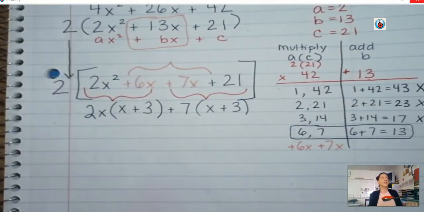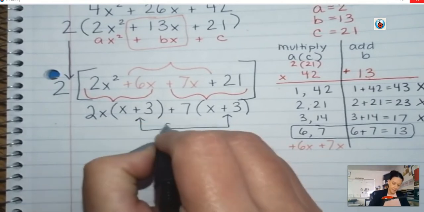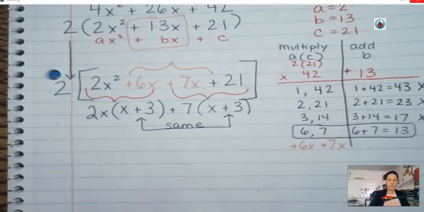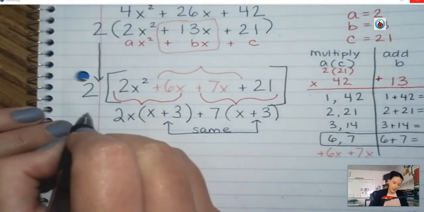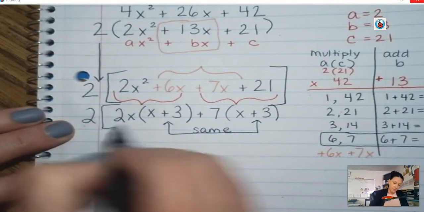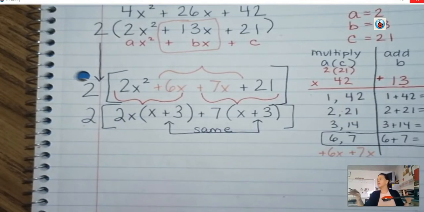If you're doing this step correctly, these 2 should be the same. You want them to be the exact same. If they're not, you messed something up. Okay, don't forget to bring down the 2 in front. I'm going to put a bracket just because we don't like parentheses around other parentheses. It just looks weird.